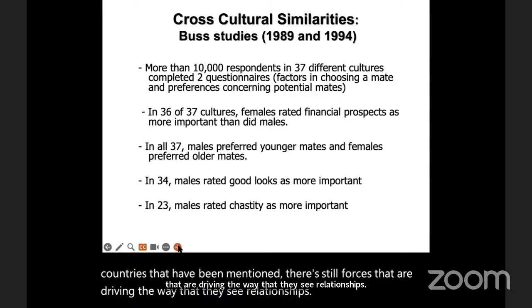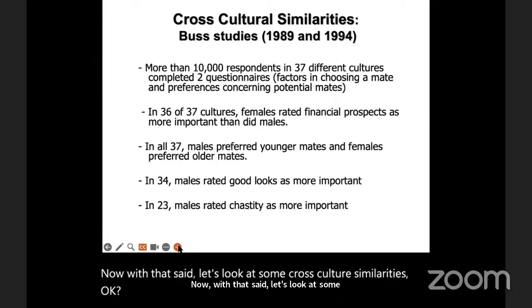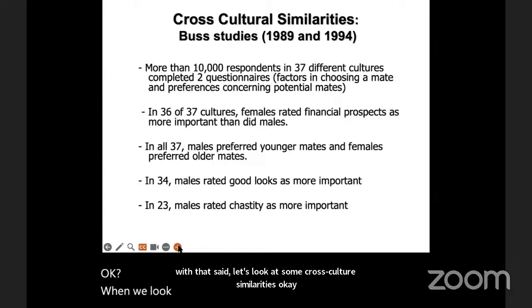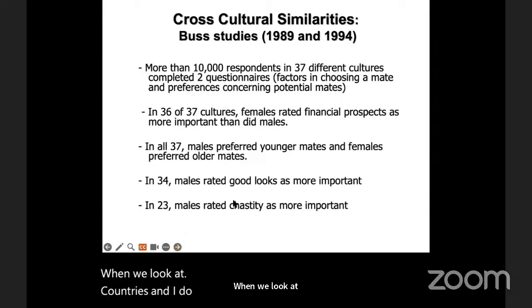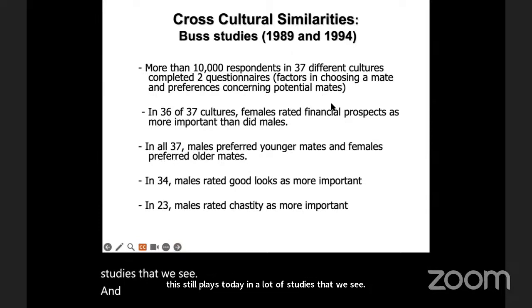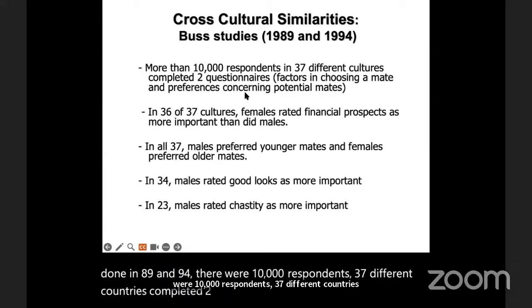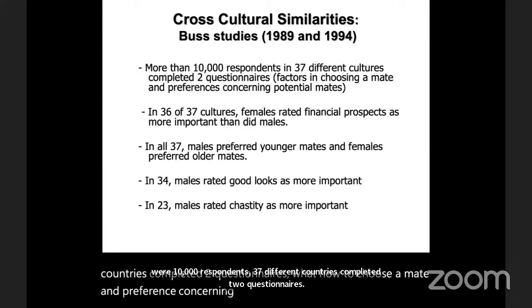Now, with that said, let's look at some cross-culture similarities, okay? When we look at countries, and I do want to mention this still plays today in a lot of studies that we see. I'll bring up some examples, okay? So in these studies, at least done in 89 and 94, there were 10,000 respondents, 37 different countries, who completed 2 questionnaires. How to choose a mate and preference concerning potential mates, okay?